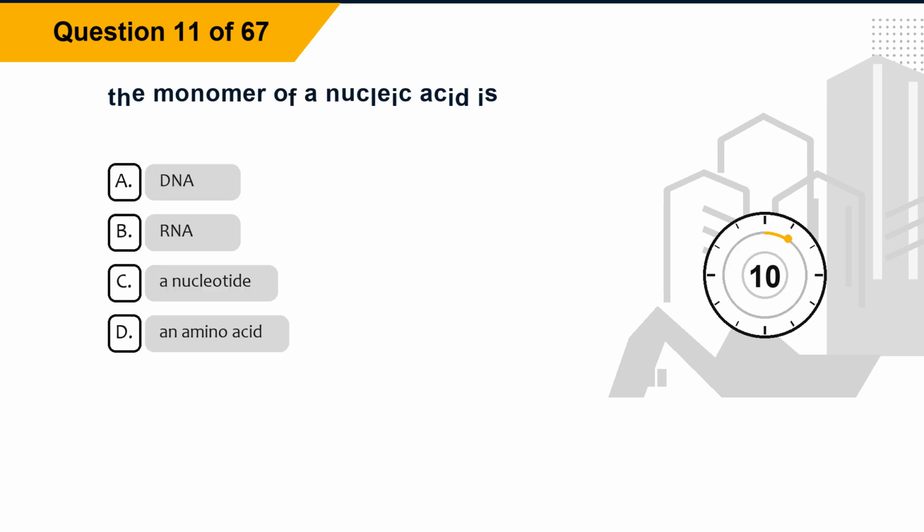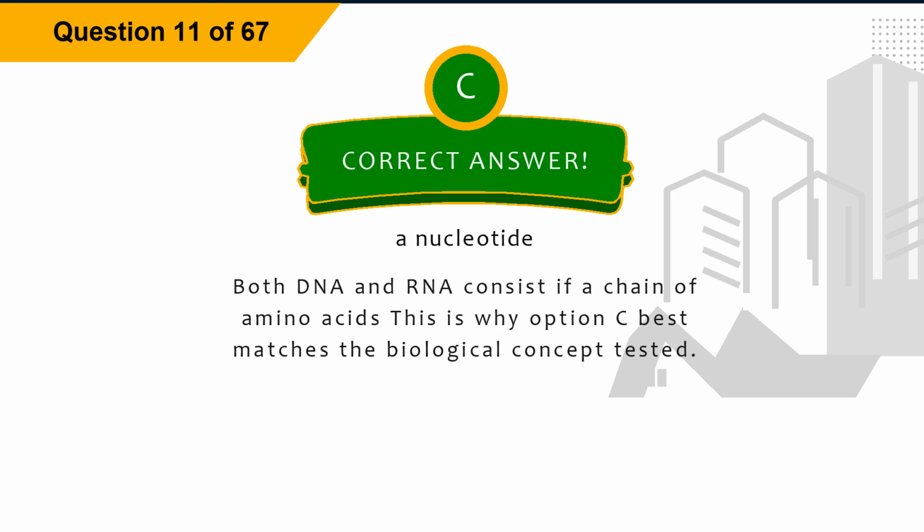Question 11. The monomer of a nucleic acid is option A, DNA, option B, RNA, option C, a nucleotide, option D, an amino acid. The correct answer is option C, a nucleotide. Explanation. Both DNA and RNA consist of a chain of amino acids. This is why option C best matches the biological concept tested.